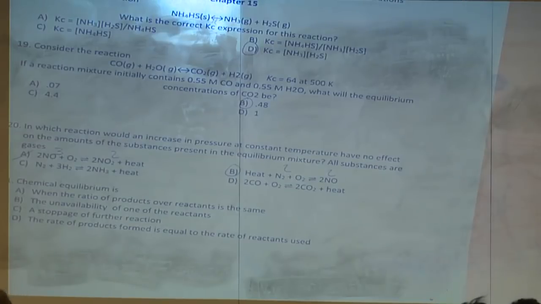Pressure. Okay. 21 is just a definition question. Equilibrium is when the rate of the products' formation equals the rate of the reactants used. So remember, at equilibrium, it's not when the concentrations are equal, it's when the rates of the forward and the reverse reaction are equal. So the answer is D.